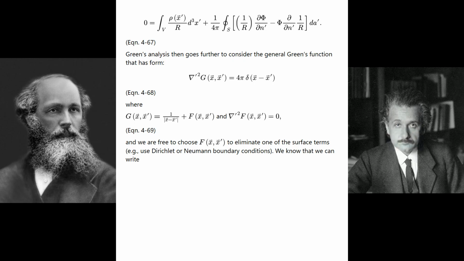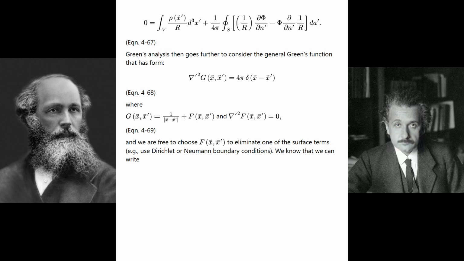Equation 4-68. Where G of x, x prime equals 1 over the absolute value of x minus x prime plus F of x, x prime, and gradient prime squared F equals 0. Equation 4-69. And we are free to choose F to eliminate one of the surface terms, e.g., to use Dirichlet or Neumann boundary conditions.